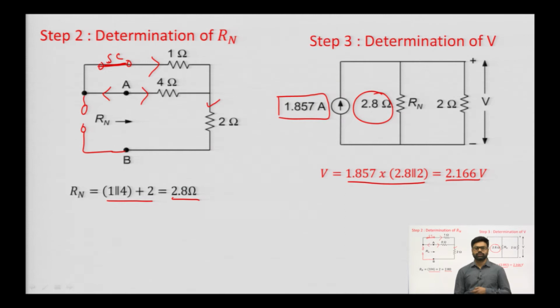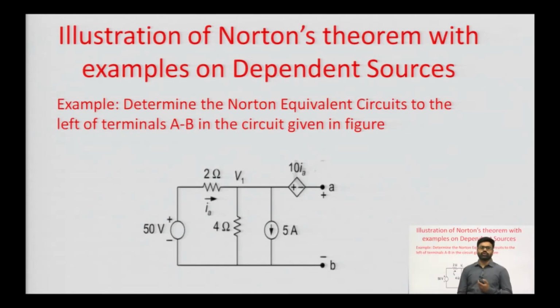The procedure is the same. First, short circuit the terminals, calculate ISC, the short circuit current, then find out RN or RTH by removing all the independent energy sources, or by replacing independent energy sources by their internal resistance, and then draw an equivalent circuit of Norton's in which we have a current source and a resistance RN. Next, we are going to discuss how we will apply Norton in case of dependent sources.